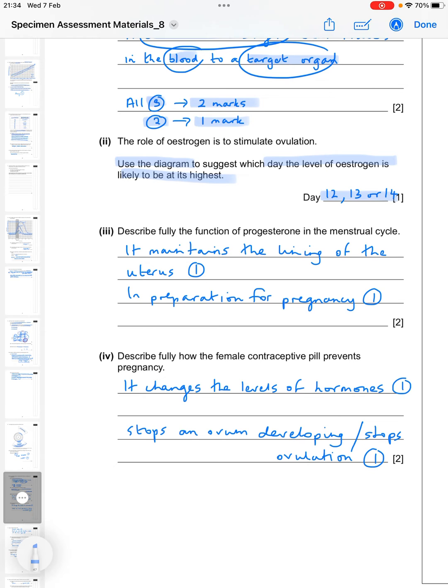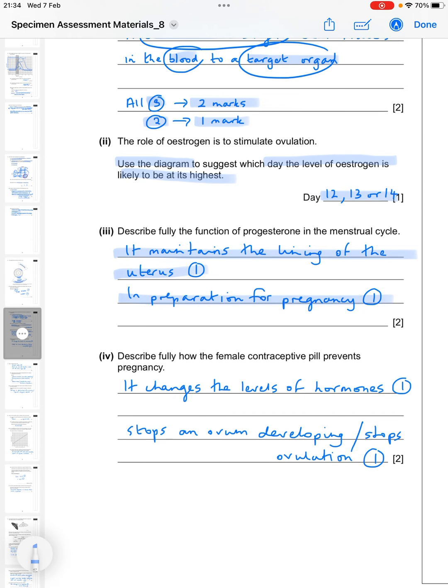Then describe fully the function of progesterone in the menstrual cycle. So it maintains the lining of the uterus. And that's the first part of the answer, in preparation for pregnancy. So once ovulation happens, progesterone is maintaining that lining of the uterus in case there's an implantation of a fertilized egg.